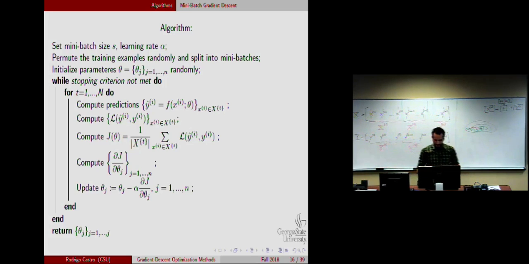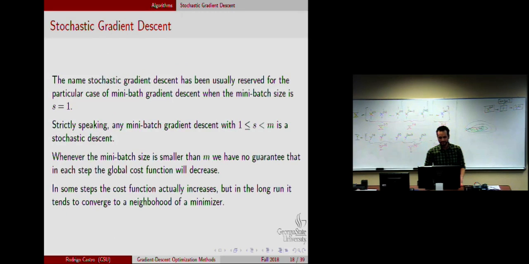Now, stochastic gradient descent, which is stochastic again, but the name is usually reserved for when you choose a mini batch of size 1. I should say. Sorry, can I ask? Sure, absolutely.